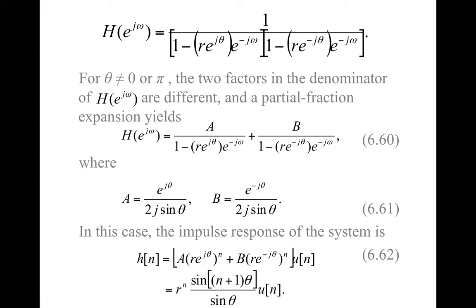So now our frequency response is a summation of two first order terms, and we can look up the table in chapter 5 and obtain the impulse response. And since these two terms are conjugates, it will become a sine function divided by a sine.